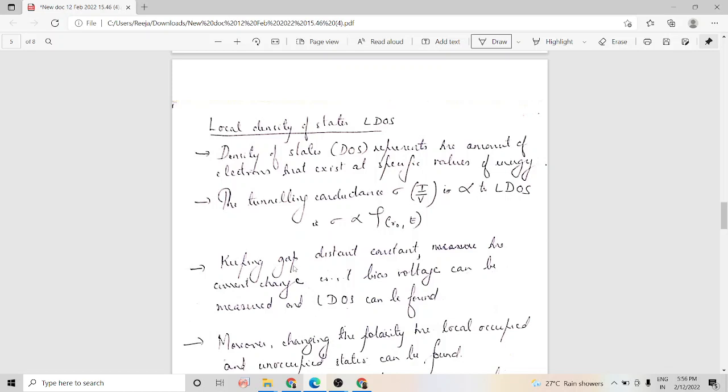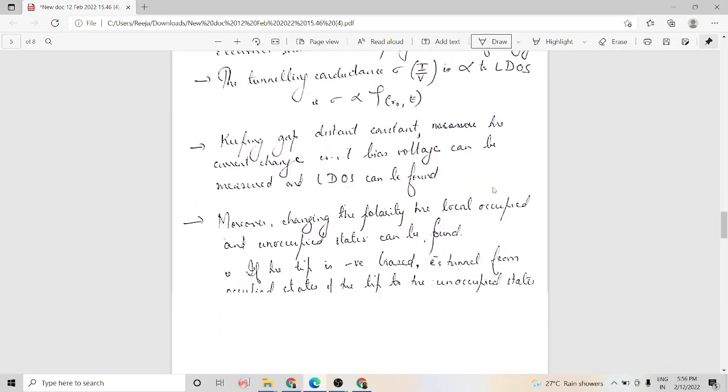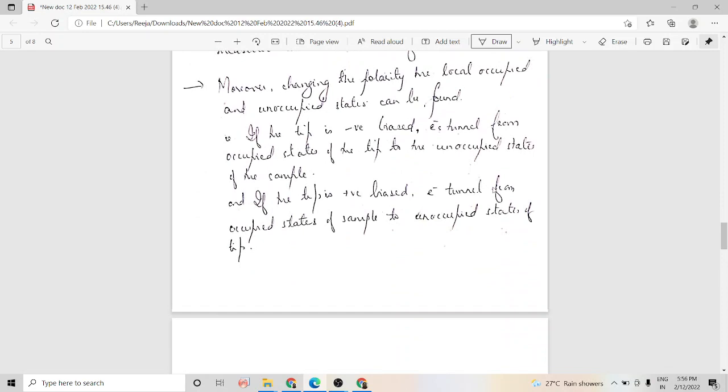Now, keeping the gap distance constant, the change in current with respect to the bias voltage can be measured. That is, in this relation, the conductance can be found out, that is I, the tunneling current, with respect to the bias voltage, and by measuring these two, the local density of states can be calculated. Moreover, by changing the polarity of the bias given, the local occupied and unoccupied states can be found.